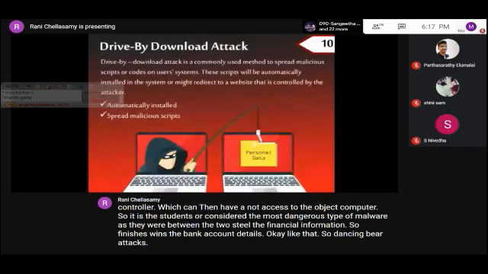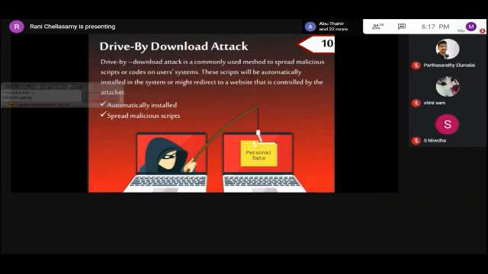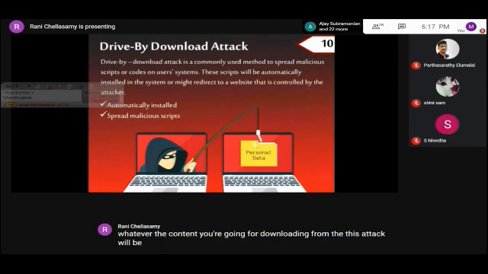Okay. The next attack is the drive-by download attack. From the name itself, you can easily understand that whatever content you are downloading from the net, this attack will infect the particular users.